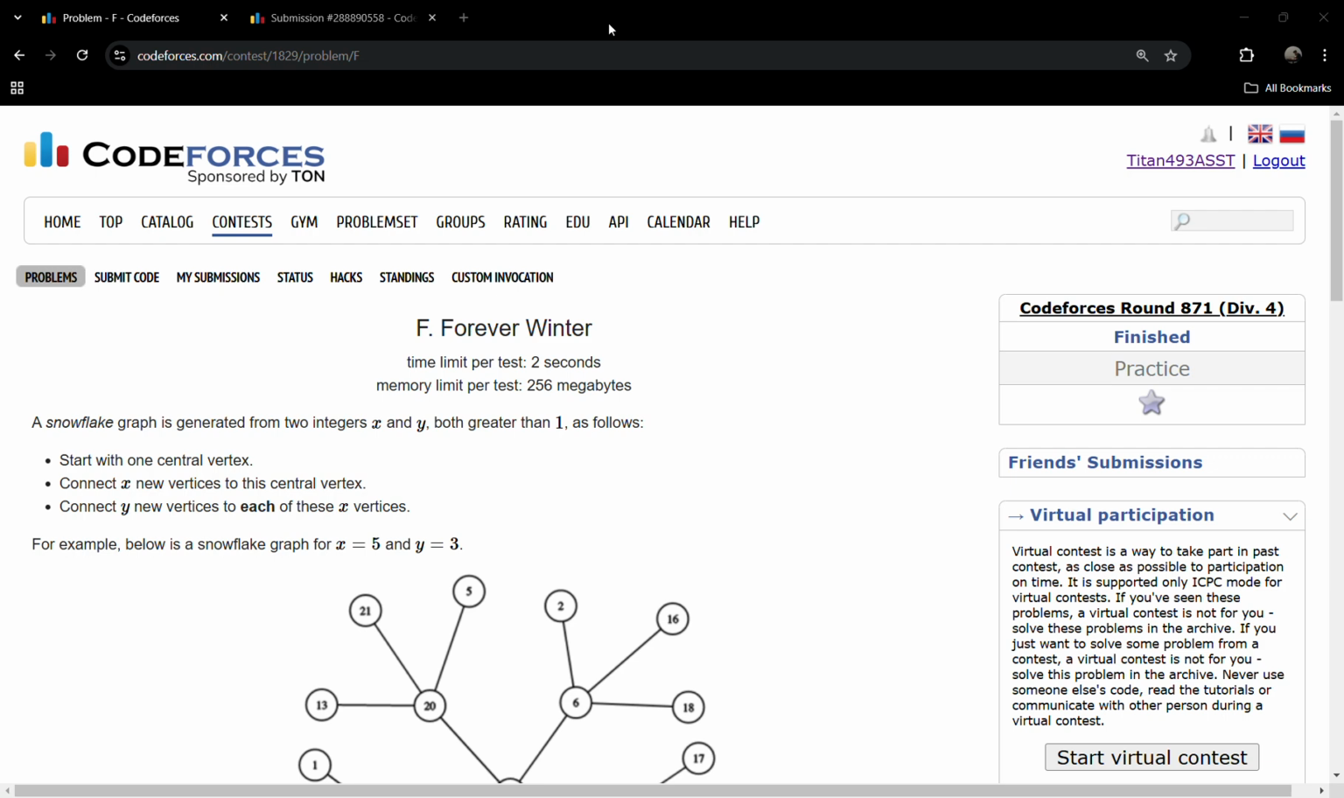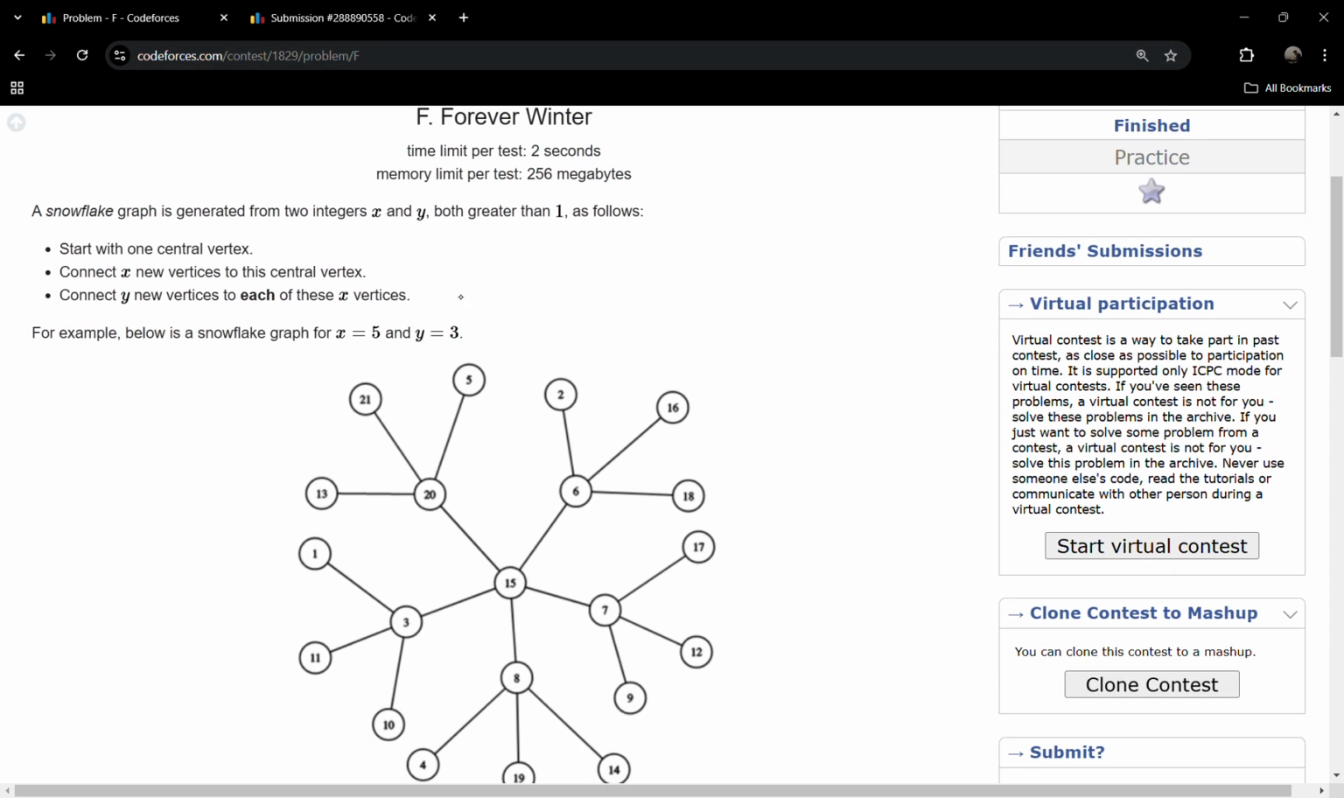Today we are going to solve this question called Forever Winter on Codeforces. The question states that a snowflake is generated from two integers x and y, both greater than 1, as follows. Start with one central vertex, connect x new vertices to this central vertex, connect y new vertices to each of these x vertices.